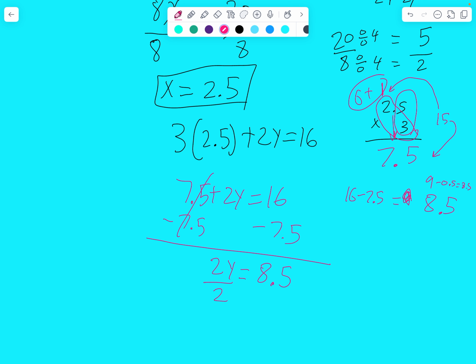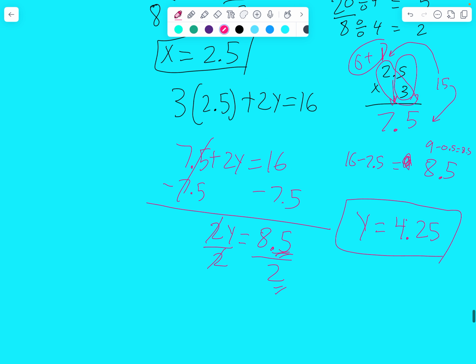I'm going to divide both sides by 2 because I don't want to know what 2y is. I want to know what y is. What's 2y divided by 2? y. What's 8.5 divided by 2? Well, I know 8 divided by 2 is 4. And I know 0.50 divided by 2 is 0.25. Half of 50 cents is 25 cents. So I got my 2 answers.